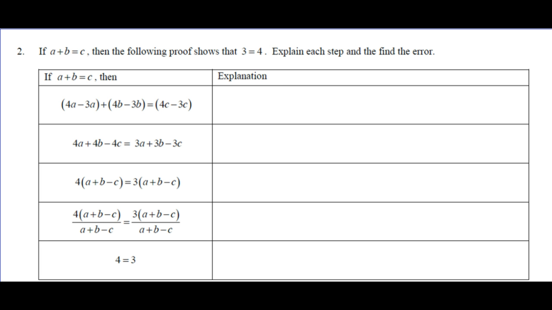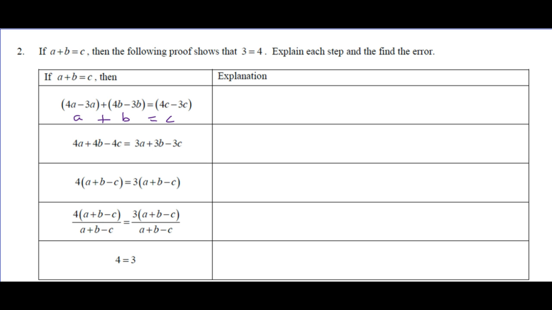If A plus B is equal to C, then the following proof shows that 3 equals 4. Explain each step and find the error. Okay, so we start with this. This is our statement, right? If A plus B is equal to C, we're going to assume this is true. Then, if I take 4A minus 3A, what's that equal to? 1A. If I take 4B minus 3B, what's that equal to? 1B. If I take 4C minus 3C, what's that equal to? C.